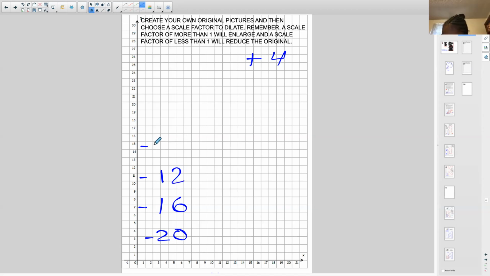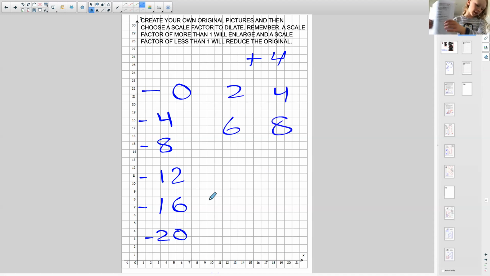-12. Let's go up 4. -8. Let's go up 4. -4. But don't ever say -0. 2, 4, 6, 8. Mathletes. Mathletes.